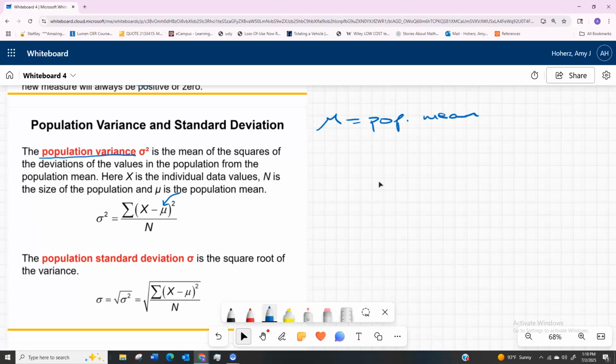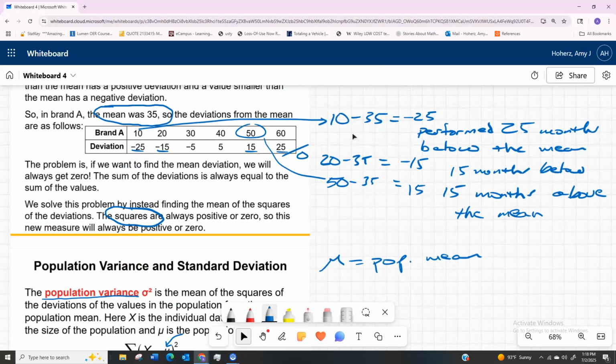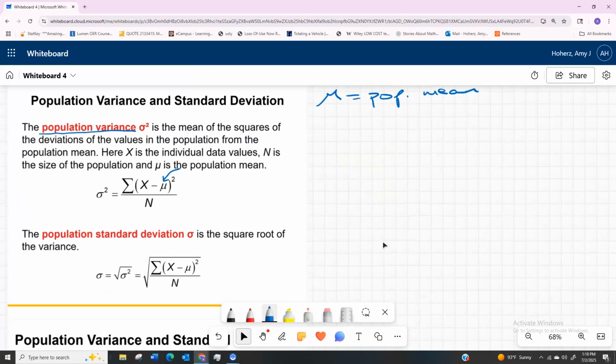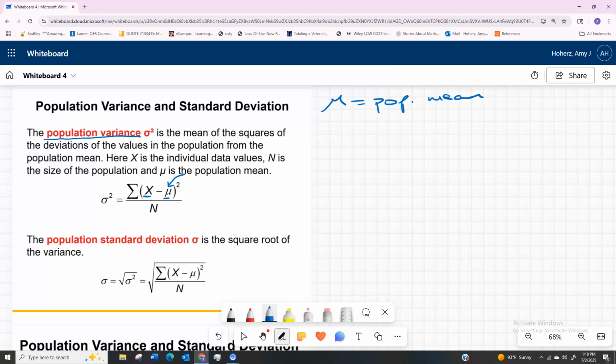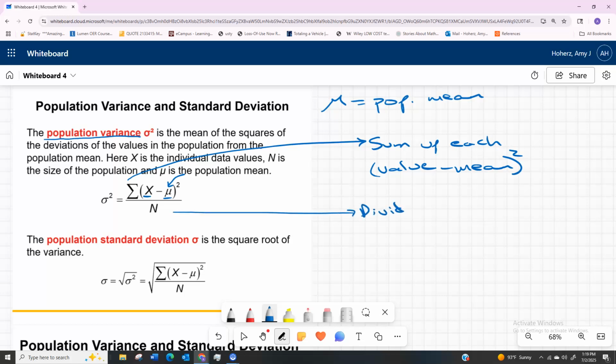That's what we were just doing. When we had our values up here, 10 minus 35 and got the negative 25, or 30 minus 35 and got the negative 5, those were the inside values here. That was our x minus our mu. Then we're going to take all of those and square them. And remember, this big E looking thing means sum. So we're going to sum up each value minus the mean, squared. We take all the values minus the mean, square them, and add them up. Once we're done, we divide by the number in the population. In our case, our population, remember, was 6, so we would divide by 6.